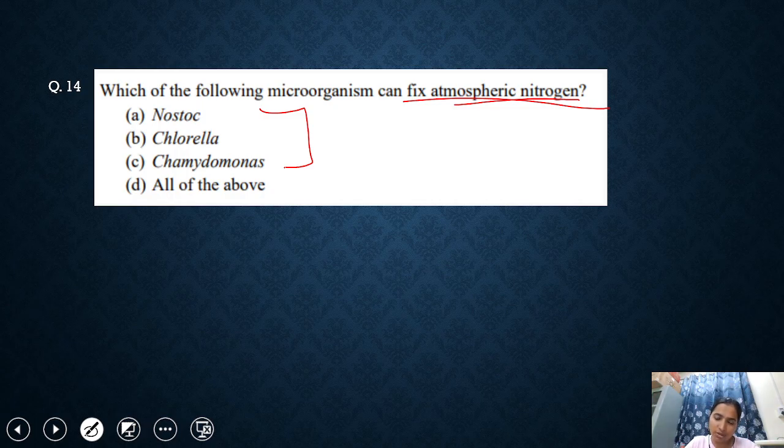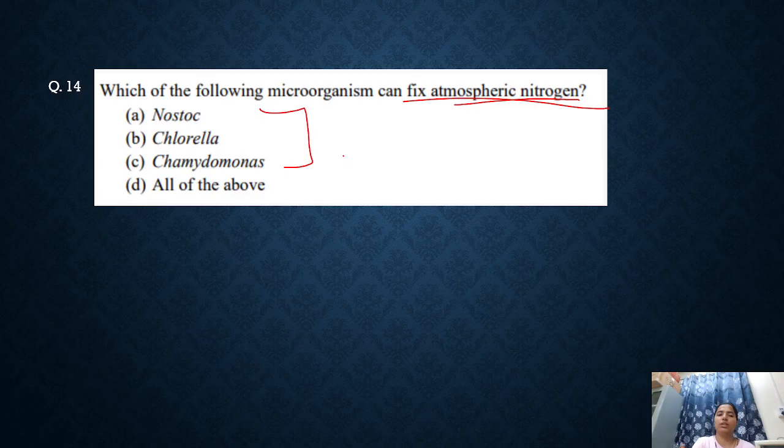Satvika, you answered for this question, question number 14. Let's see. Previous question. Okay.